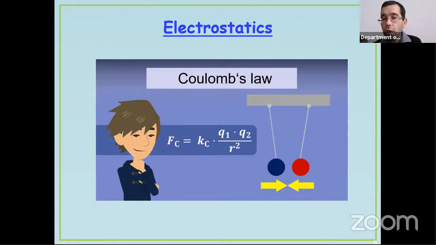And the further they are from each other, so the further the charged objects are separated, the less the force. And this is not a linear dependence, but a quadratic one. So if you move the charged objects to a distance twice as large from each other, then the force decreases by a factor of 4.